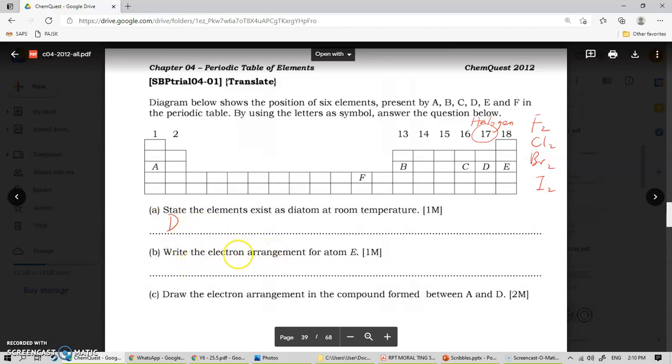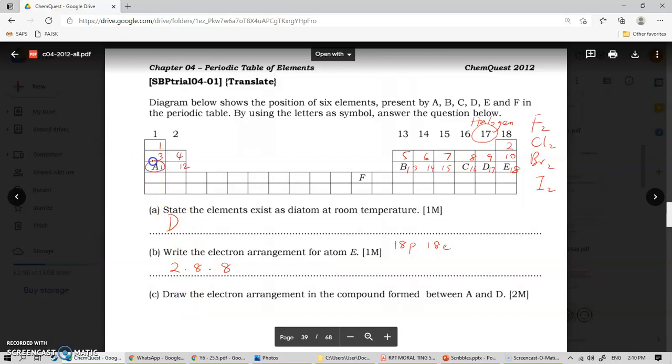Next question, write the electron arrangement for atom E. So we need to know how many protons there are in atom E. So let's count. Hydrogen has 1 proton, helium has 2 protons, and then 3, 4, 5, 6, 7, 8, 9, 10, 11, 12, 13, 14, 15, 16, 17, and 18. So if atom E has 18 protons, therefore it will have 18 electrons. So we write the electron arrangement based on the number of electrons. That's 2.8.8.